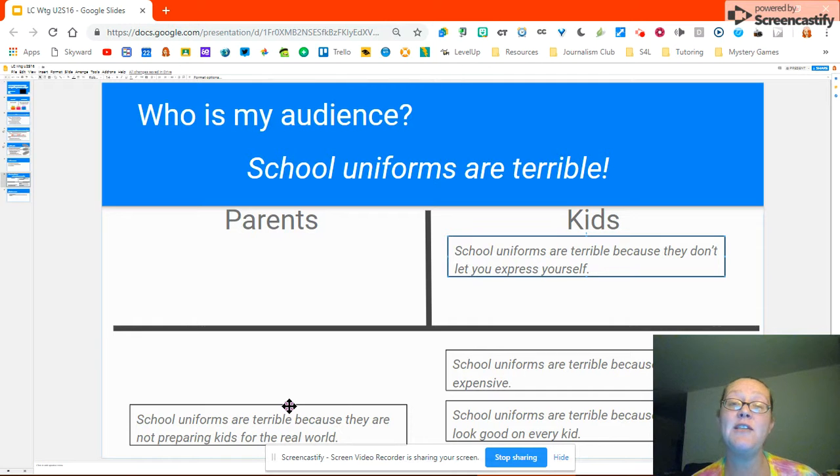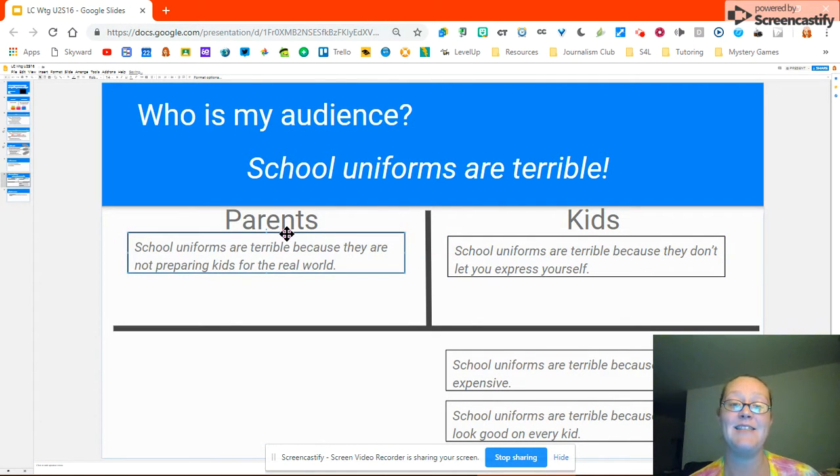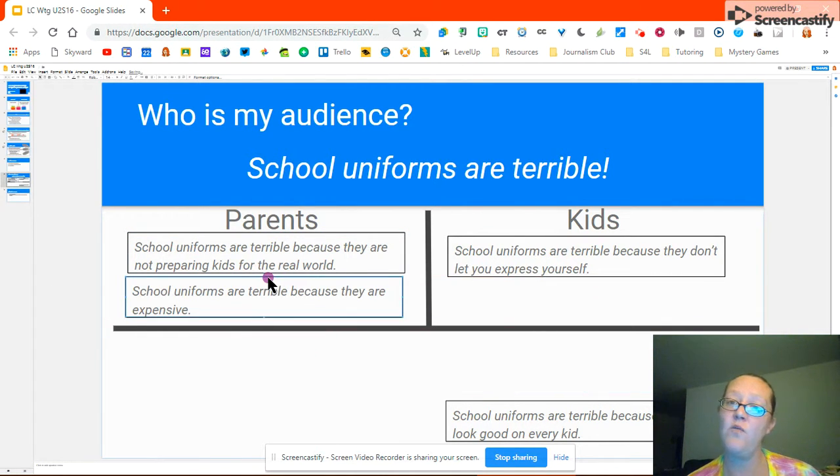They are not preparing kids for the real world. Again, hopefully as a child, you want to be prepared for the real world, but most likely that is something that your parents are more worried about than you are at this point. So that would be a good reason to use if you were writing towards parents. Uniforms are terrible because they are expensive. Parents are the ones buying your uniforms most likely. They are the ones that are going to care how much they cost.